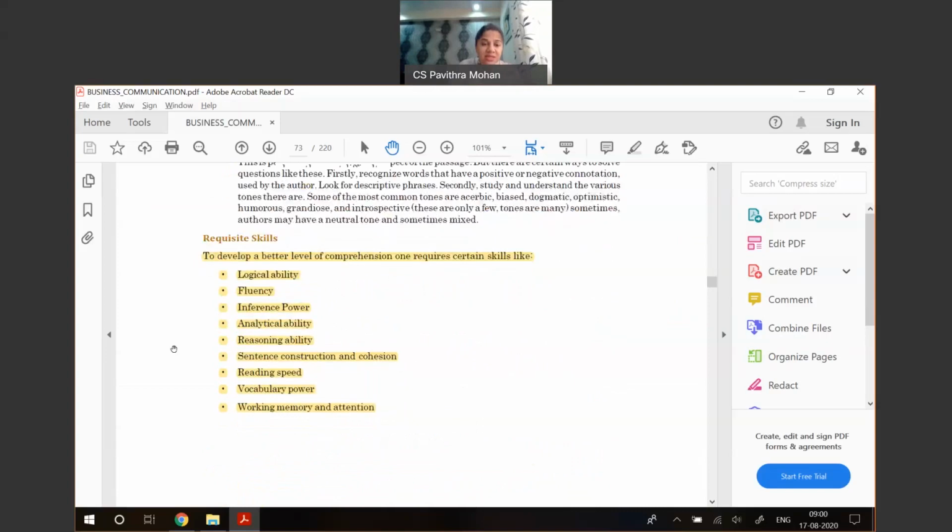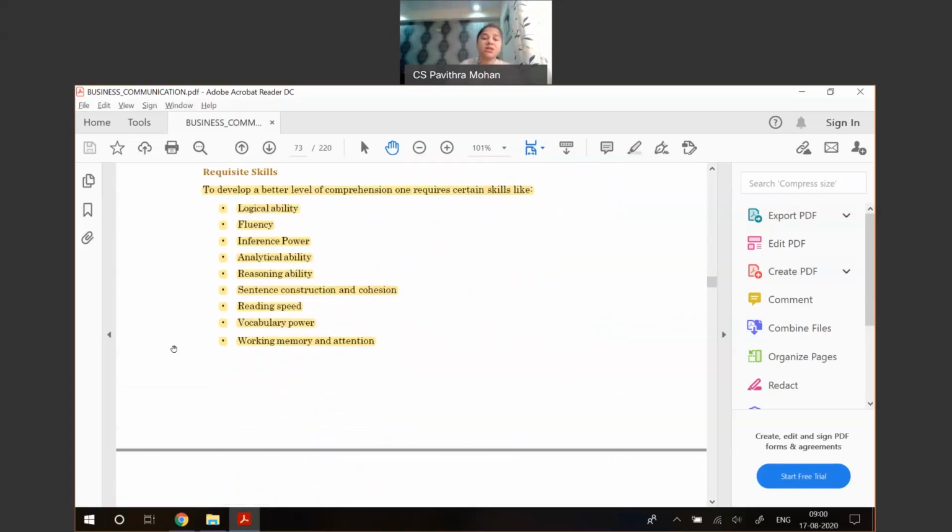In this passage reading, you should have certain other basic skills as well. What are the other skills? First one is logical ability. First, understand logically how the information is being presented. How did they start with the information? How is the information flowing? What are the important points? After that, fluency in your language. Understand how fluent you are, how you're able to express your thoughts, how fast you're able to read, how fast you're able to interpret and understand this.